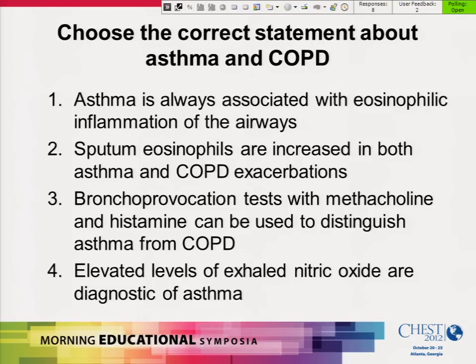These are two questions he has given. Choose the correct statement about asthma and COPD. Asthma is always associated with eosinophilic inflammation of the airways. Sputum eosinophils are increased in both asthma and COPD exacerbations. Bronchoprovocation tests with methacholine and histamine can be used to distinguish asthma from COPD. Elevated levels of exhaled nitric oxide are diagnostic of asthma. Please choose one.